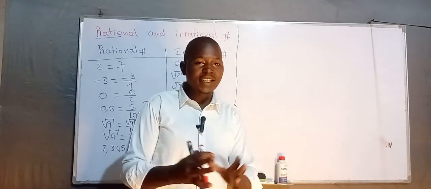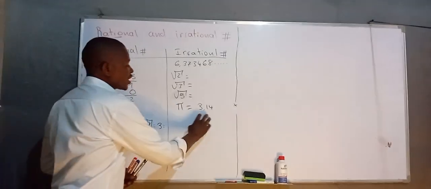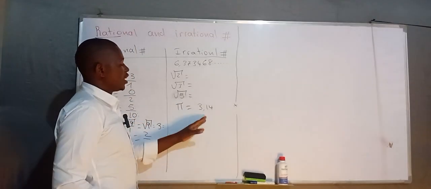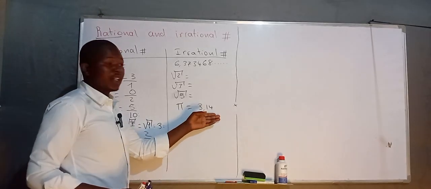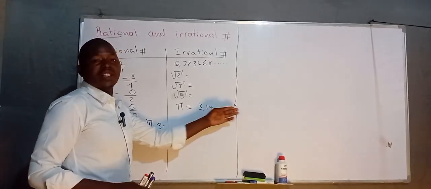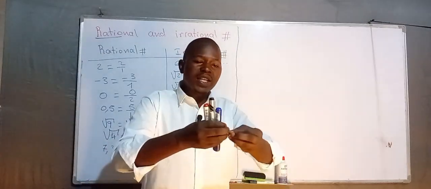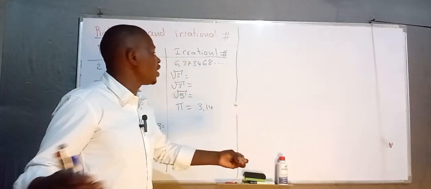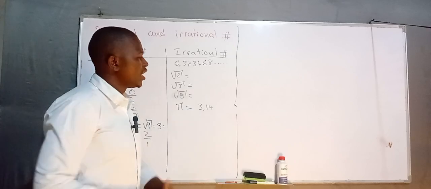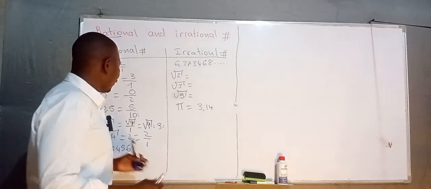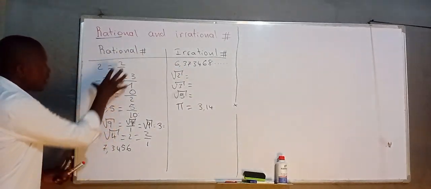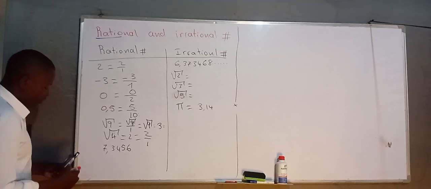There is no pattern. If you follow, for example, this one in the calculator, you will see that this number here keeps on going and going, and you still don't see a pattern in the number. So if there is no pattern, and if it continues going like that, naturally that is an irrational number.